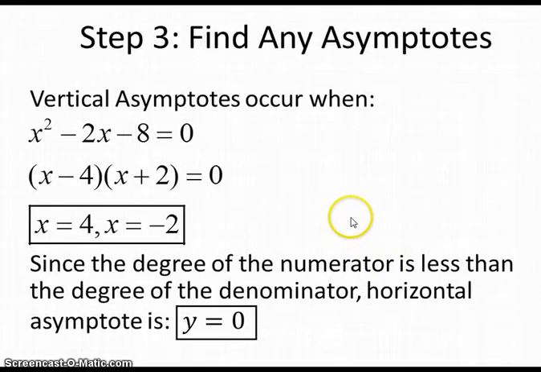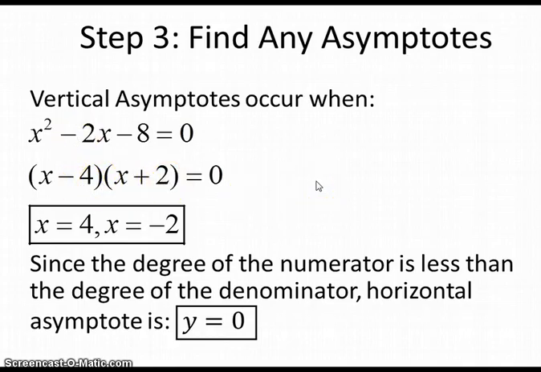So the next step is going to be finding our asymptotes. Vertical asymptotes occur when our denominator is equal to 0. Those are going to be the points where the graph is undefined for those values of x. It looks like we've got a couple here since we've got a second degree trinomial. We just set that equal to 0. Luckily, this is one that you can factor.